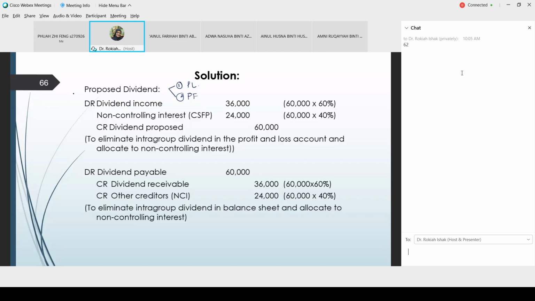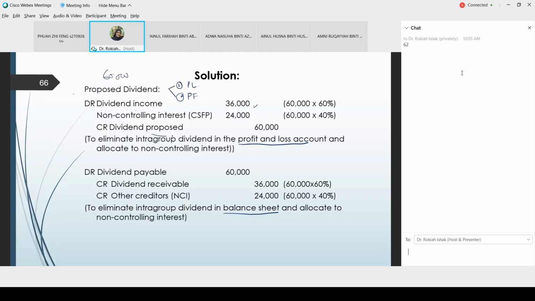So for proposed dividend, we need to have two journal entries. One is the journal entry related to the P&L account, and the other journal entry is recorded in the statement of financial position. The first one debits the P&L account, debit dividend income. This one is for the parent portion. So of the 60,000 that XY proposed, the parent portion is 60%, so 36. And then the NCI is the other 40%, so you have 24.